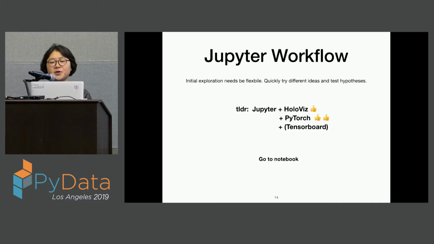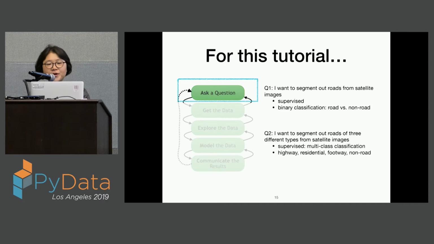So Jupyter and Holoviz and PyTorch, and you can actually extend it to TensorBoard. So it makes this workflow very easy. So for this tutorial, I would like to go through this workflow with you and then see what we can do. So the first question would be, as the images showed, to segment out the roads from satellite images.